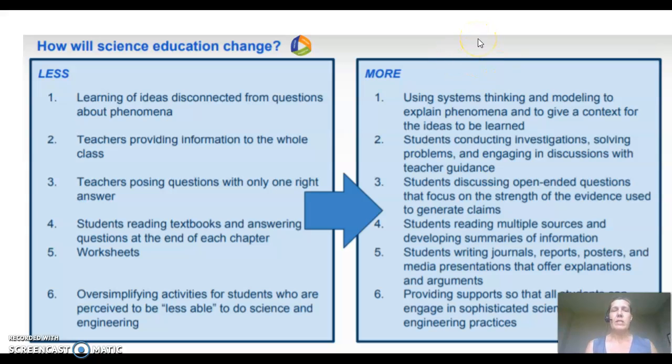So as we think about what this looks like, I found this graphic from Science in 3D, an overview for leaders. Take a moment and read through it. See what makes sense and what doesn't. What are we going to see less of in a 3D science classroom, and what are we going to see more of in a 3D science classroom?